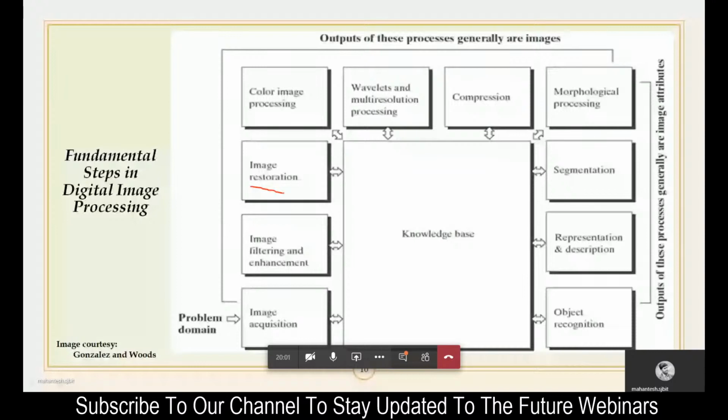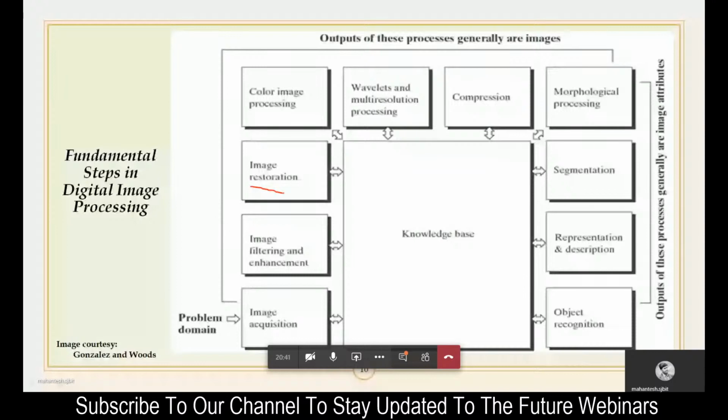Coming to the color image processing block, it is an area that has been gaining a lot of importance because of the significant increase in the use of digital images over the internet. And wavelets and multi-resolution processing: it is a foundation for representing images in various degrees of resolution, various levels of intensities, where the image is subdivided into smaller regions for data compression. Most of the time, multi-resolution processing is represented as a pyramidal representation.